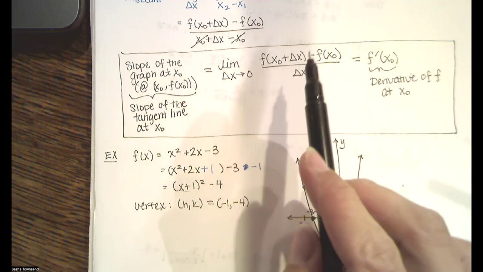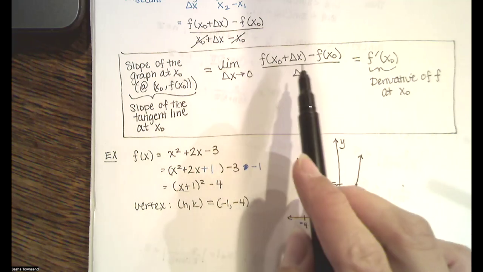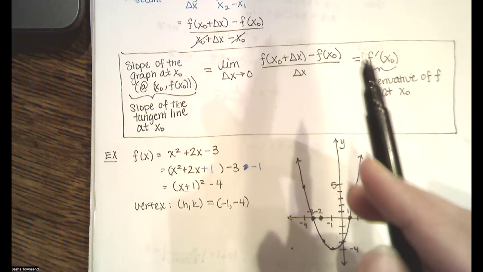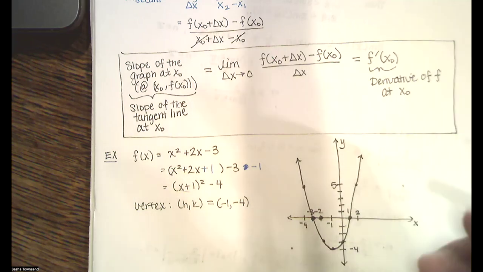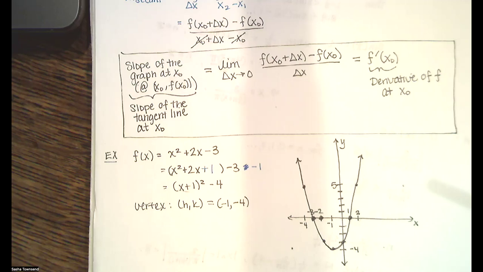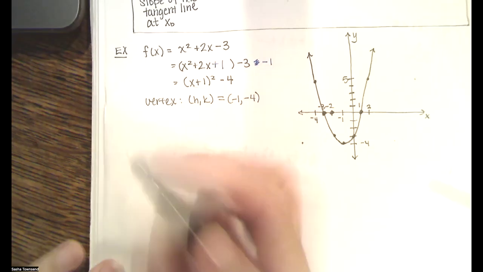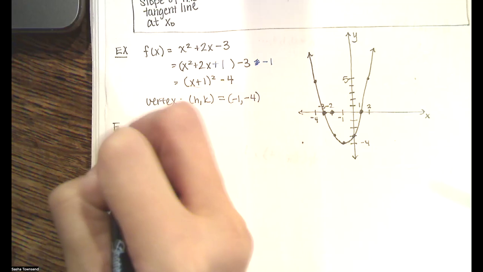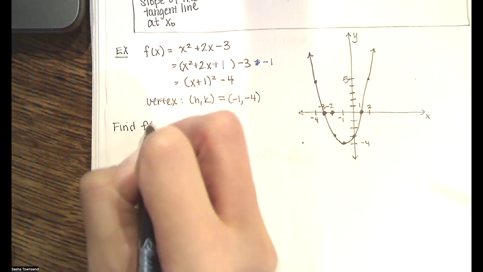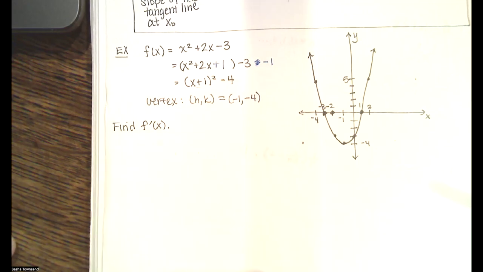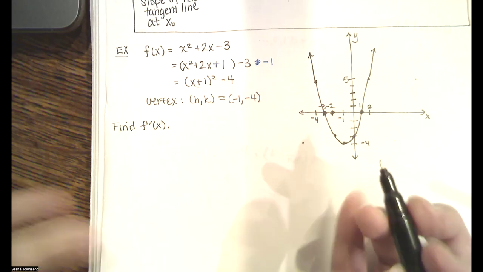So you do this computation, you'll take the limit as delta x goes to 0, and then you're going to have a function of x. And that function of x will allow you to find the slope anywhere in the domain of the original function. So let's do that. Let's find f prime of x, and then we'll use that to compute the slope at a number of points.